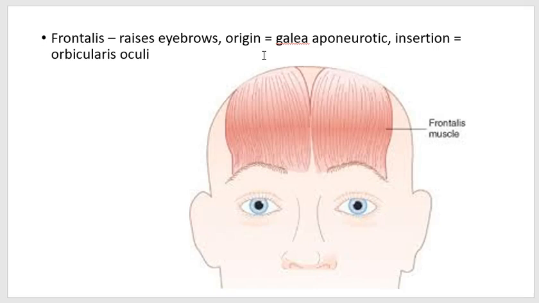The insertion of your frontalis muscle is right here on your orbicularis oculi, and so the origin is up here, insertion is down here. When you contract that muscle, it is going to pull up, and so when you contract your frontalis, it raises your eyebrows. So if you want to raise your eyebrows, you have to contract your frontalis muscle.